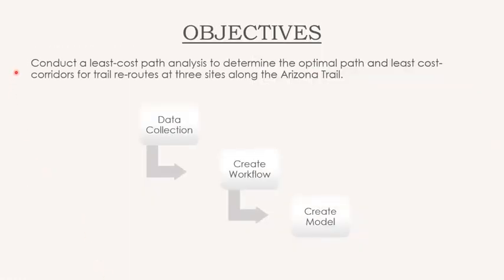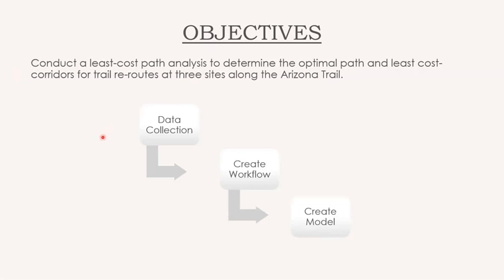The objective of this study was to conduct a least cost path analysis to determine the optimal path and a least cost corridor for trail reroutes at 3 sites along the Arizona National Scenic Trail. A list of criteria that follows the comprehensive plan was provided by the Arizona Trail Association.